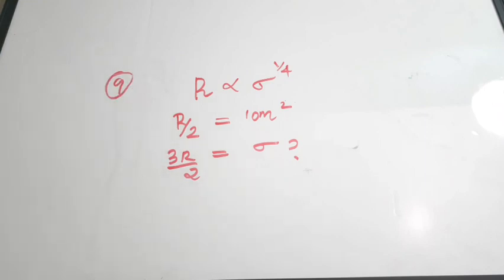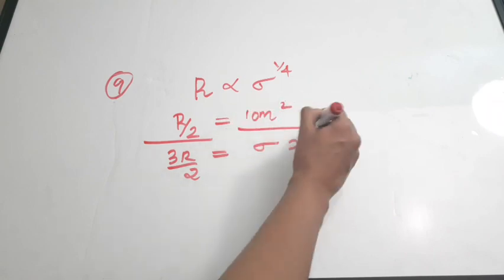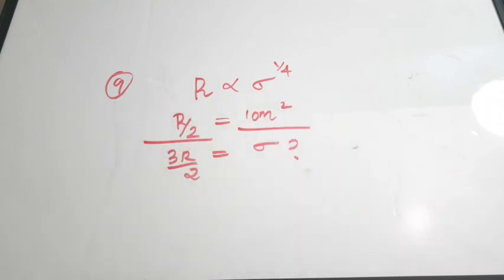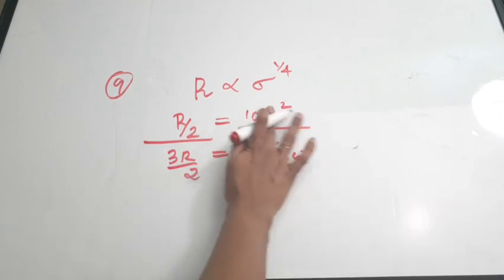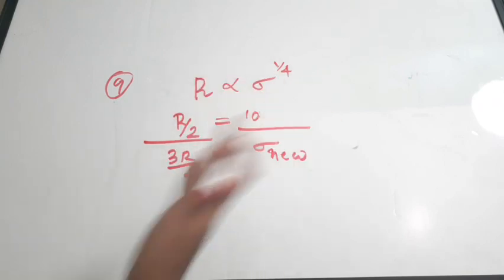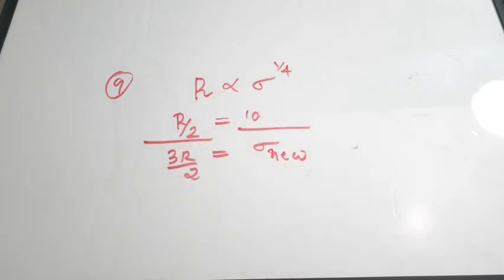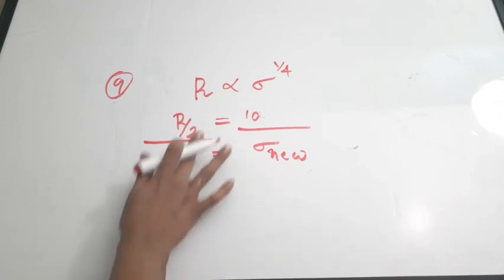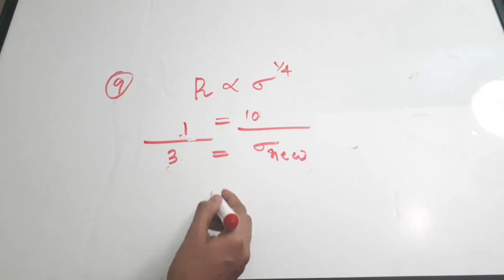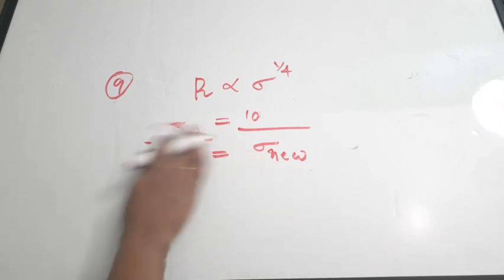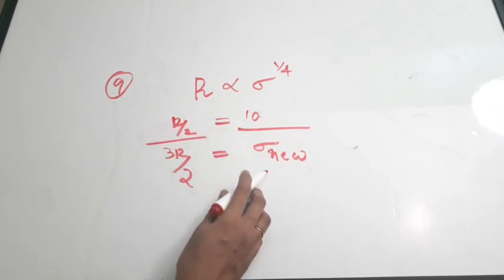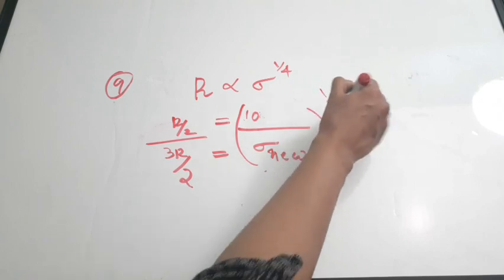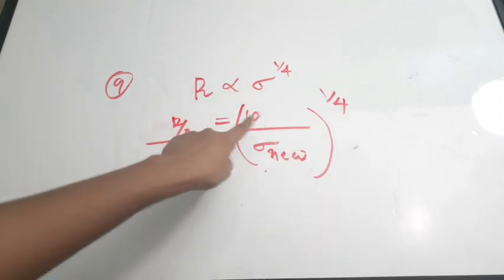This is the question. Now, in order to find this, we already have the relation between R and sigma. We just have to take the ratio. So, we'll take the ratio simply by dividing R by 2 by 3R by 2 equal to 10 by sigma nu, we'll write. Okay, sigma nu. We don't need any units because all units are the same for this ratio. Okay, so R by 2 by 3R by 2, if you take, it will be 1 by 3. I'll write it once again. So R by 2 by 3R by 2 equal to 10 by sigma nu, the whole raised to 1 by 4.